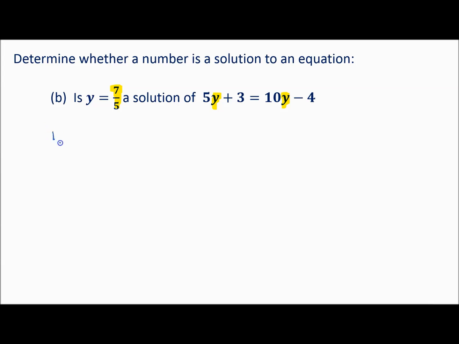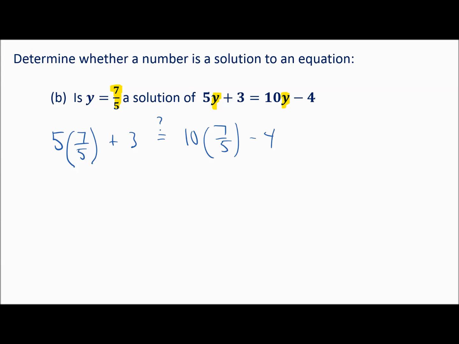So what I hope you have done is you have 5, and then you have parentheses 7/5 plus 3 is equal to 10 parentheses 7/5 minus 4. Fact is, we don't know if it's equal or not. If in the end this is equal, that means 7/5 is a solution. If it's not equal, that means 7/5 is not a solution.